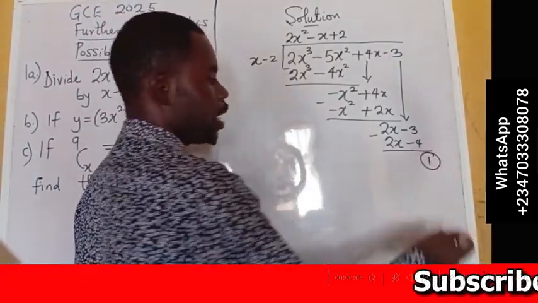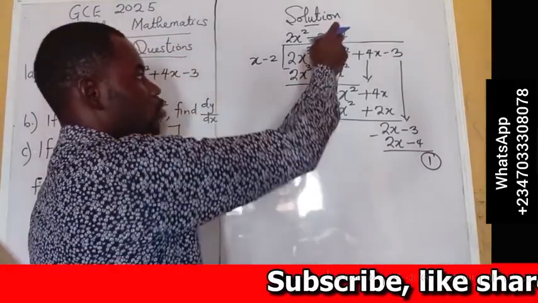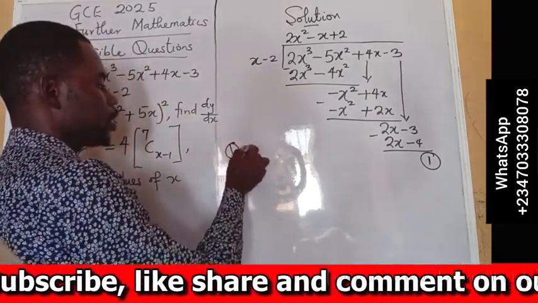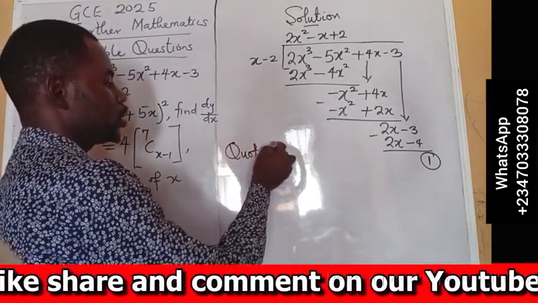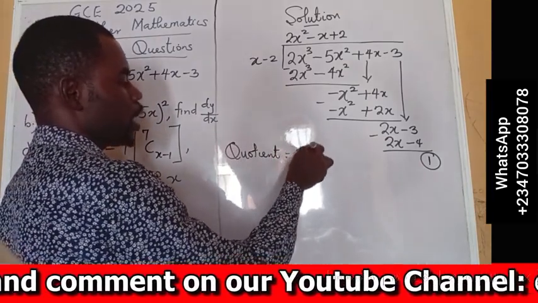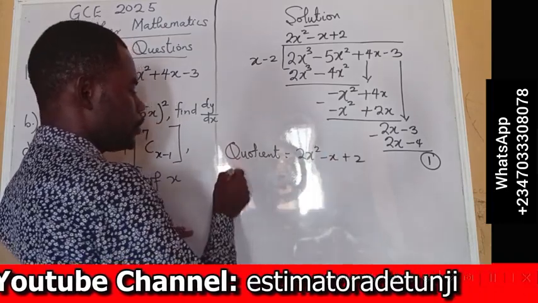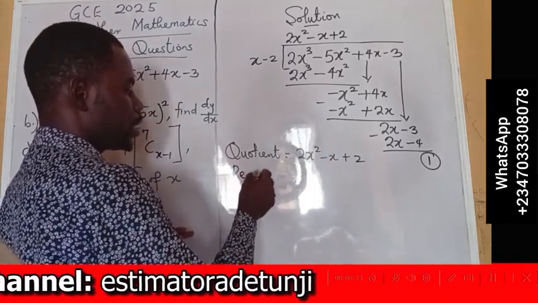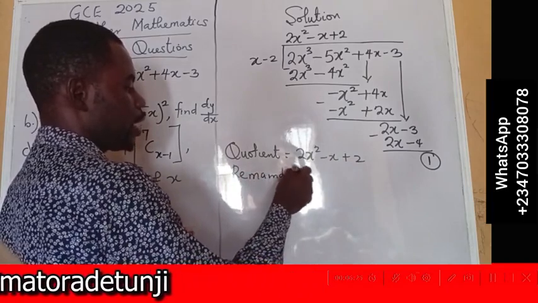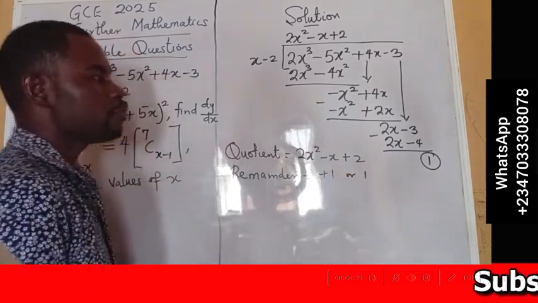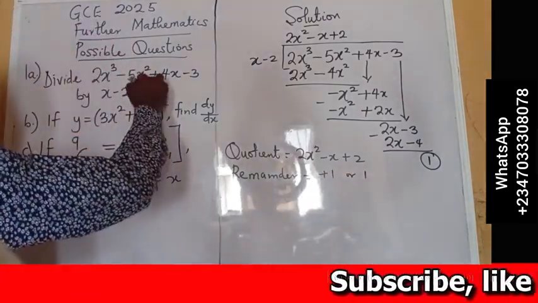And we can't go anywhere again, which shows that our quotient, our answer, is 2x squared minus x plus 2, while our remainder is positive 1. Our remainder is plus 1, or you write 1. And that's how we finished our question number 1.